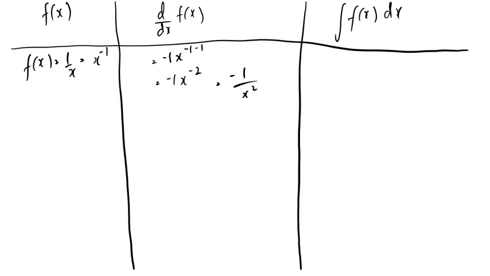That's the differentiation. Now integration of 1 over x, we know that it is ln x, and this is something you must remember, ln x plus c. Integration of 1 over x is ln x plus c.